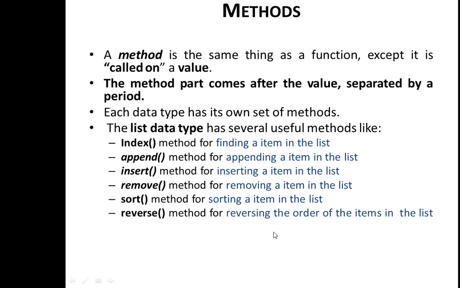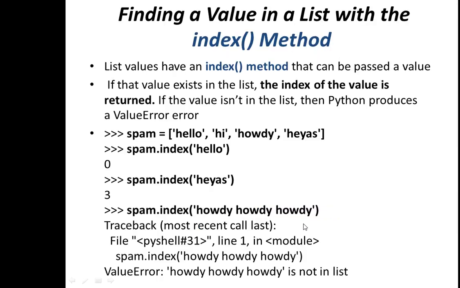Now each data type has its own set of methods. In the same way, the list data type also has its own methods, and these are the methods associated with the list data type. Index method is used for finding an item in the list. Append method is used for appending an item into the list. Insert is used for inserting an item in the list. Remove method is used for removing an item in the list. Sort method is used for sorting the items in the list, and reverse is used for reversing the order of items in the list. Let's see each of these methods one by one.